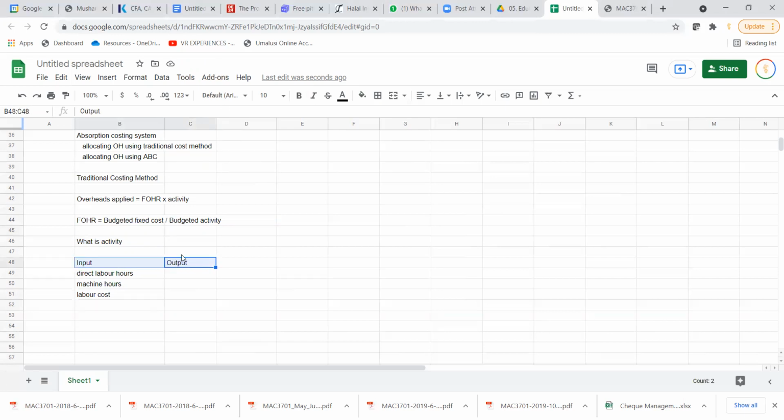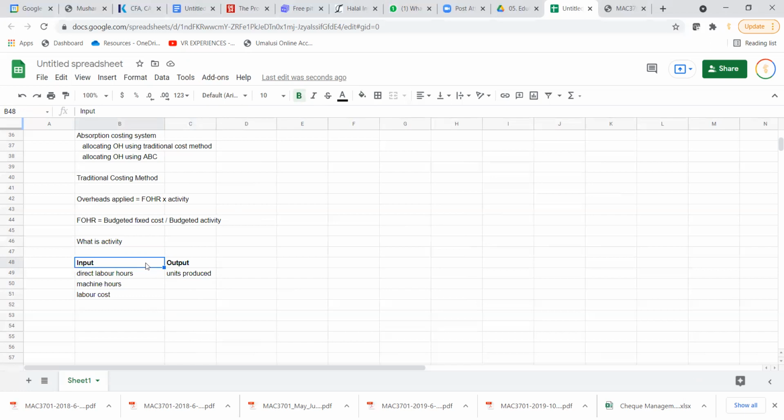An example of an output activity is basically units produced. If they're telling you overhead is allocated using units produced, then that is the activity they're referring to. It's important to know whether it's an output or input. It does not play a role now, but it does play a role when we come to standard costing.